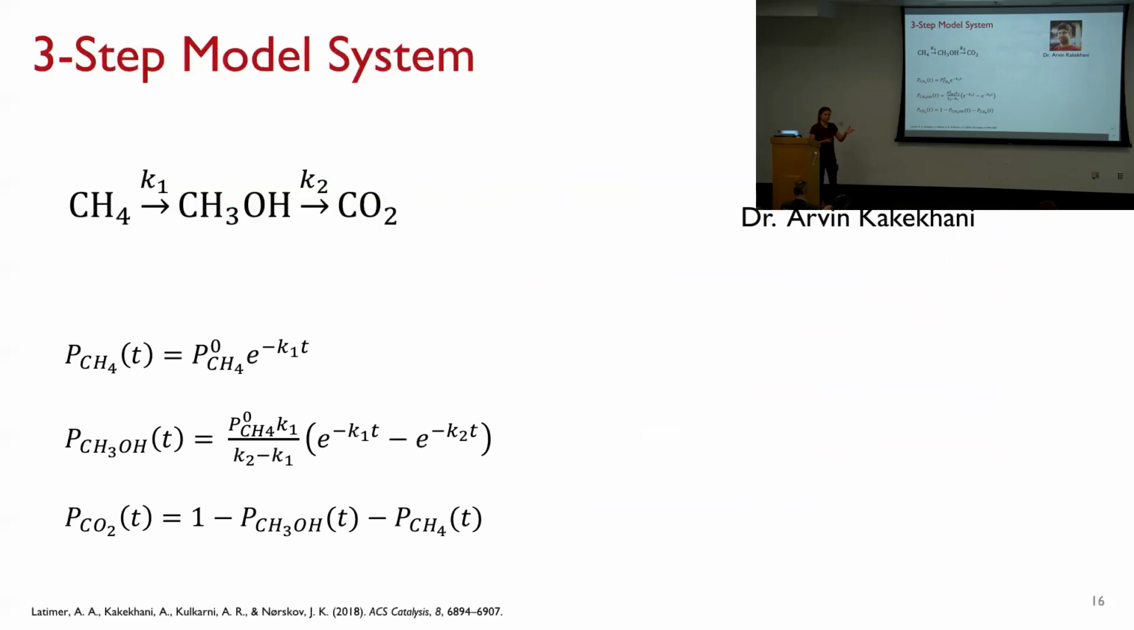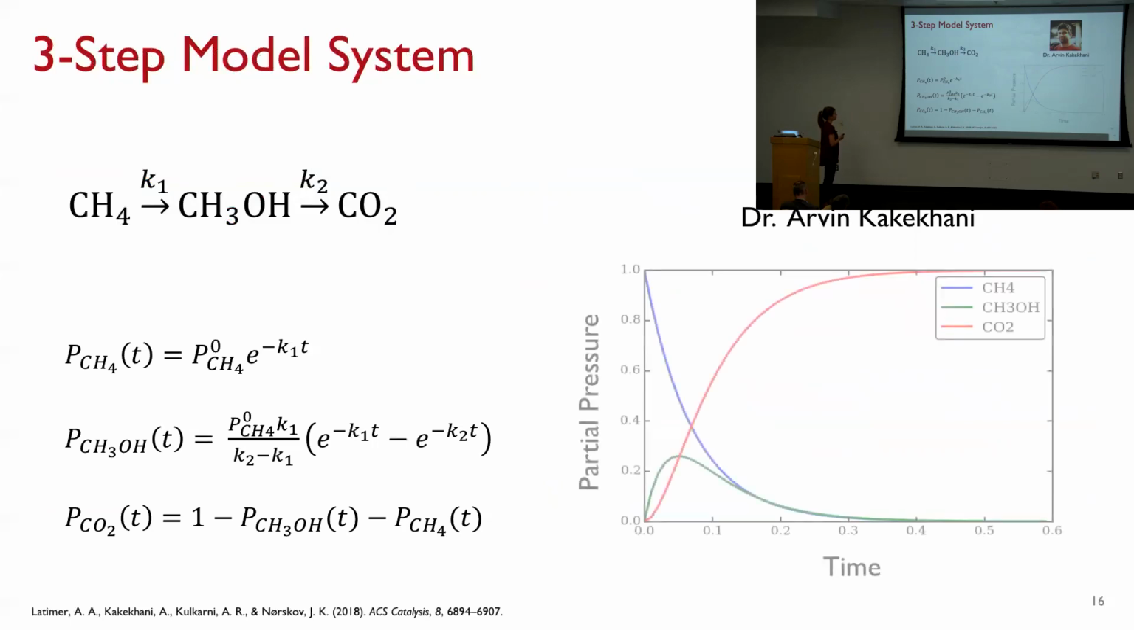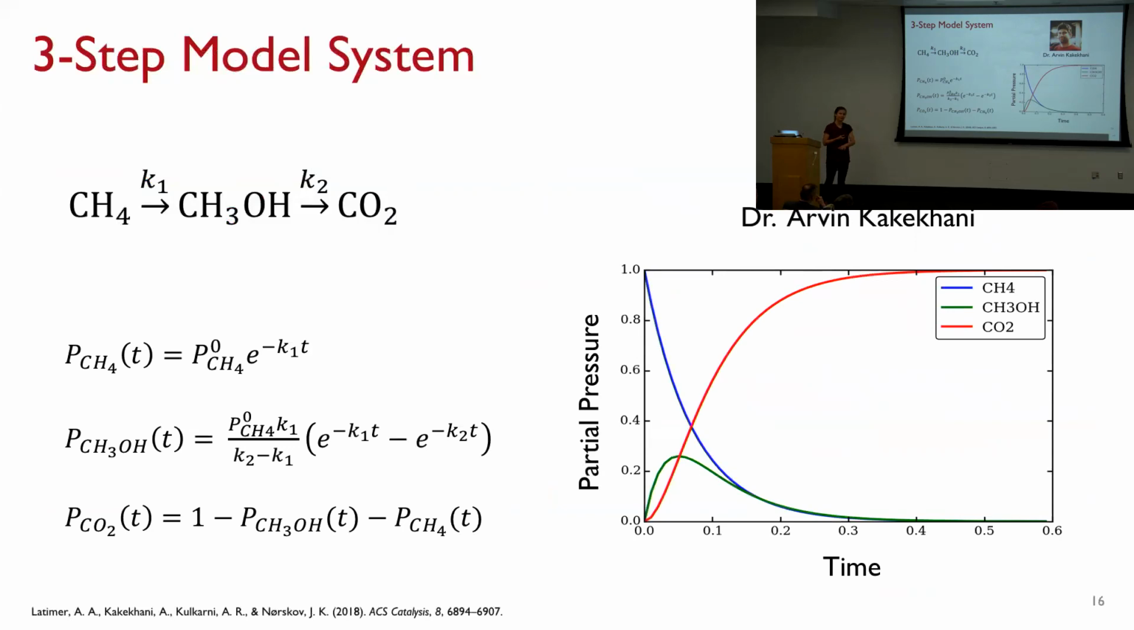We can solve the differential equations that come out of this for the partial pressures or concentrations of these species as a function of time, and we can plot them with some parameters here. So we can see that at the beginning, we have nothing but methane, but that methane concentration quickly decays. And eventually, as time goes on, we have only CO2, our most favorable product. At some intermediate time, we have our maximum concentration of the product we're interested in, or methanol. So that's really kind of the area that we're interested in.